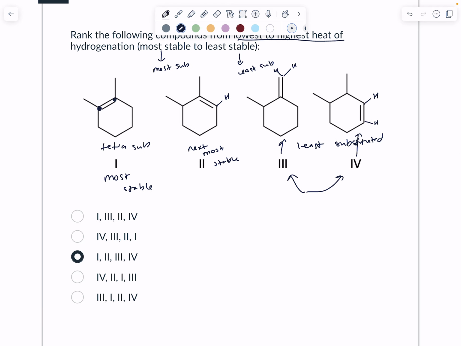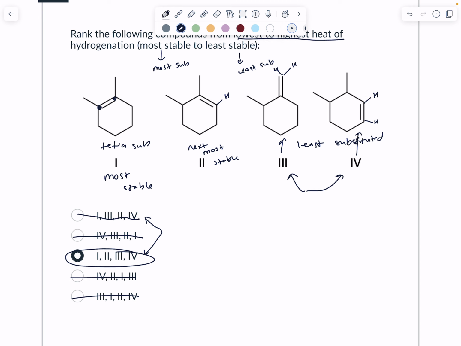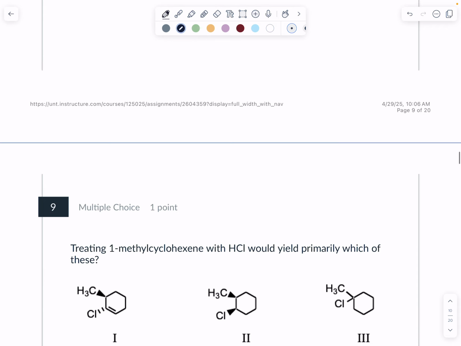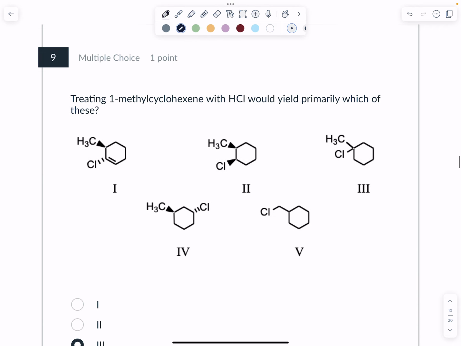start with 1 as the most stable. So this one can't be right, this one can't be right, this one can't be right. So I've narrowed it down to this one and this one. And I know that 2 is the next most stable, so this one can't be right. So this must be the right answer. So I guess that having 2 hydrogens on the same side is more stable than having 2 hydrogens on opposite carbons. All right, so next question.